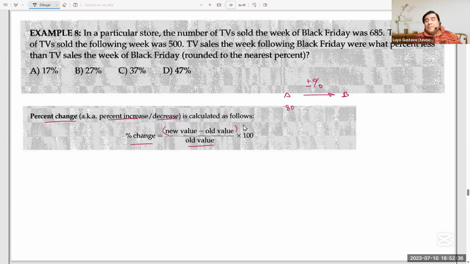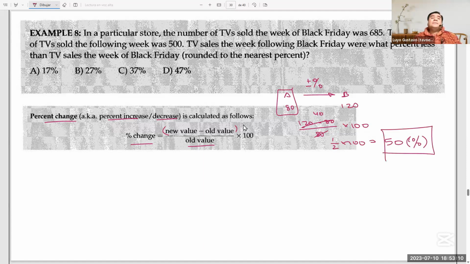Say for example, this item cost $80, now it costs $120. How much did it increase in percent? So you just do 120 minus 80 over 80 times 100. This is 40 over 80, that is 1/2, times 100, gives you 50. 50 what? 50%. That is to say, if your favorite item cost $80 last month and now it costs 120, it went up 50%. So that's what you can try in this question.